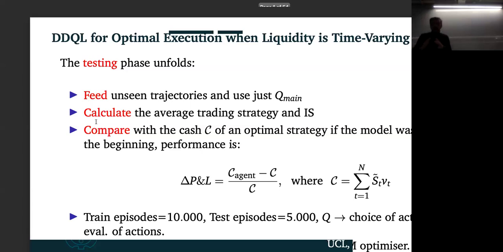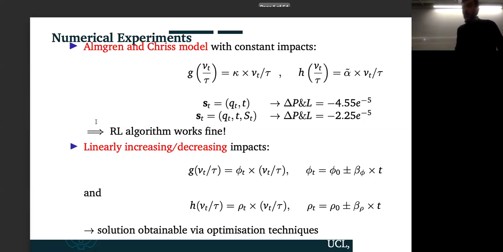Architecturally the system is composed of 10,000 training episodes and 5,000 test episodes. The two neural networks are identical, of course. They contain 5 layers, 20 hidden nodes, Adam optimizer, and so on. So what are the schemes that we are going to consider? Well, the schemes are again the Almgren-Chriss. In the standard Almgren-Chriss, the problem is actually a quadratic problem. So it is good that we obtain the correct result, but it's not that surprising.